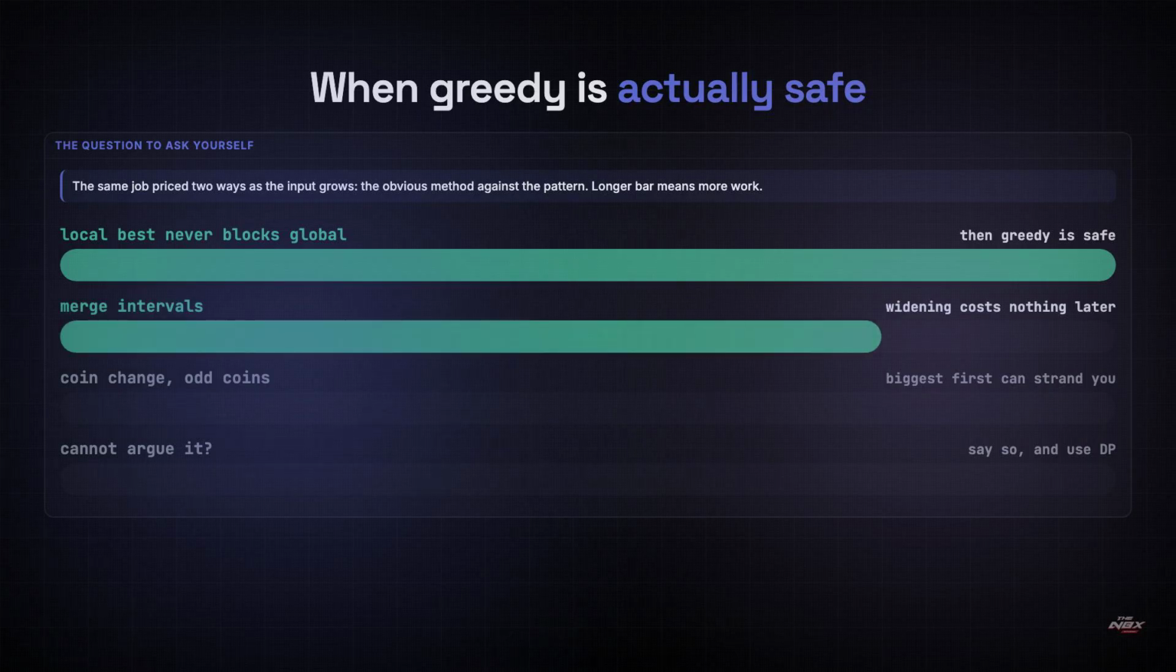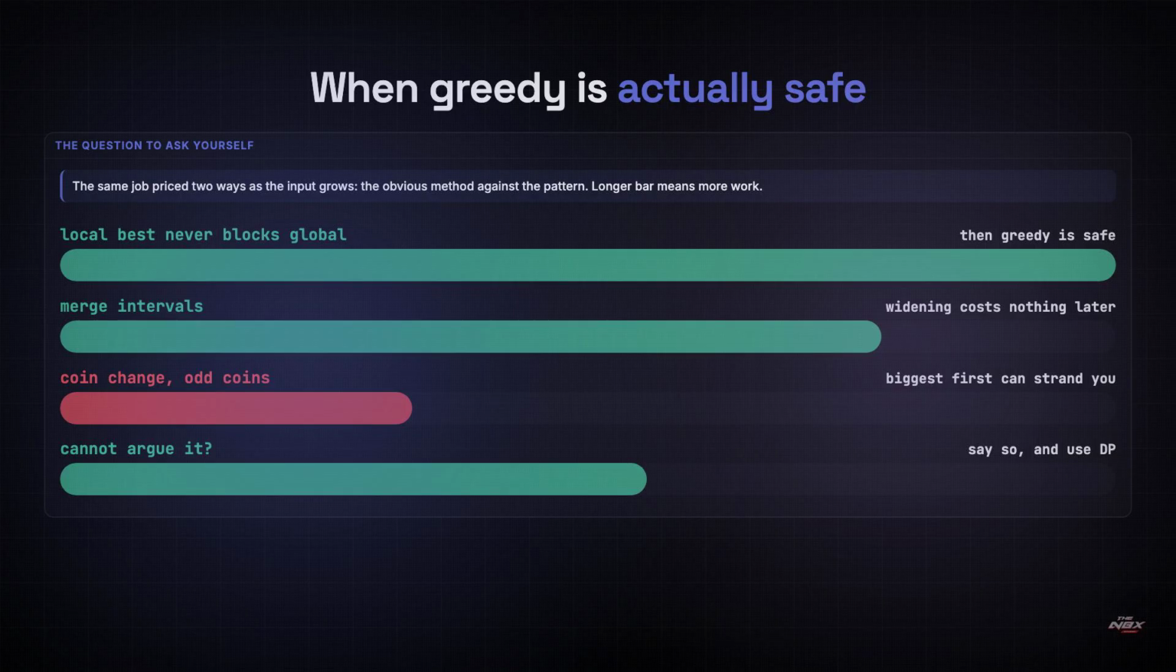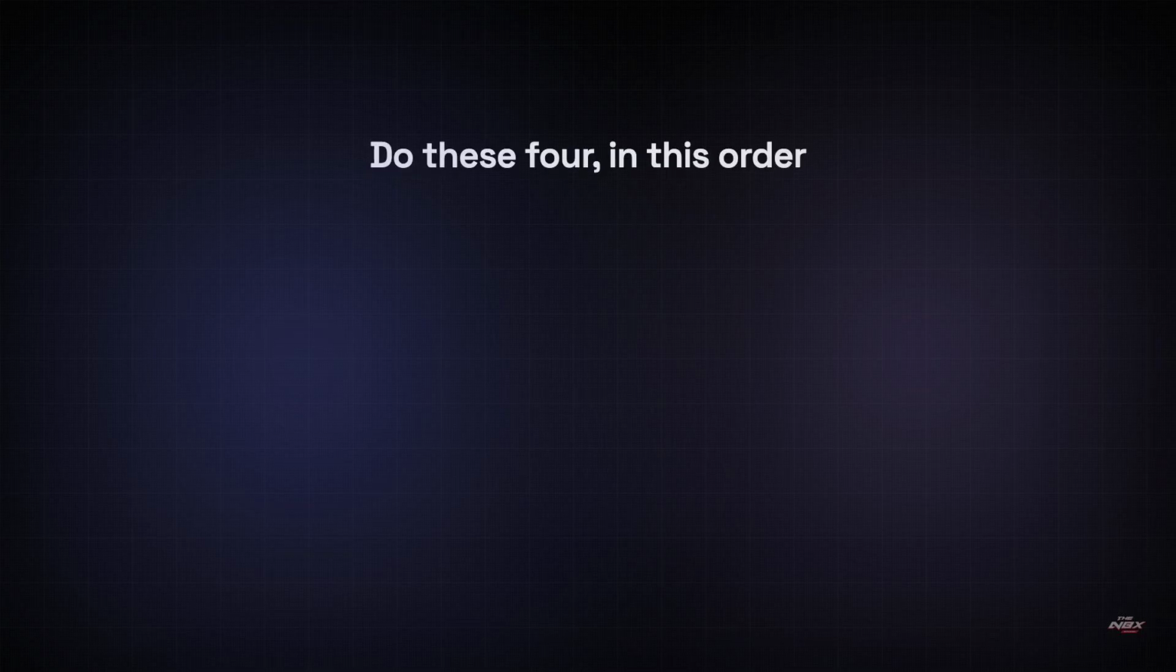Merging intervals passes that test because widening a block never costs you anything later. Coin change with arbitrary coin values fails it because grabbing the biggest coin first can strand you, which is precisely why that one is dynamic programming. So if you can't argue why the local choice is always safe, say so out loud and reach for DP instead.